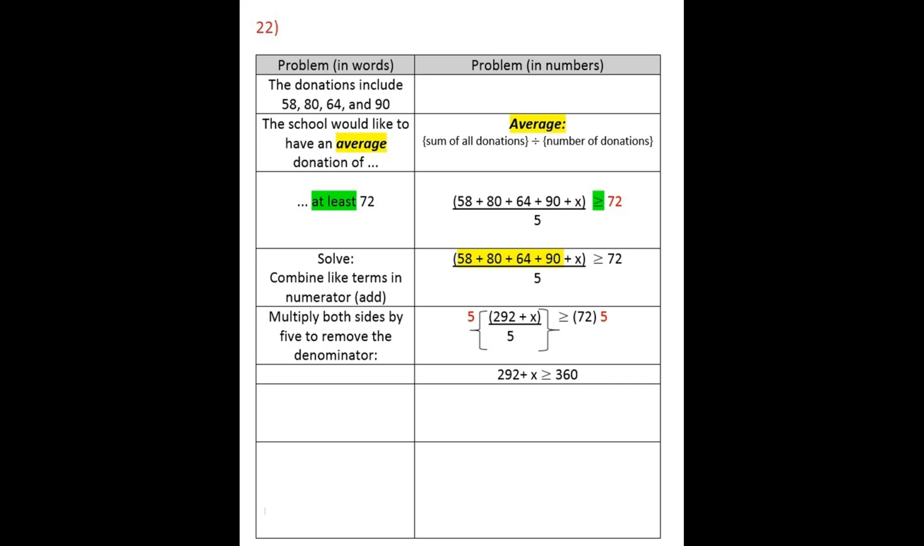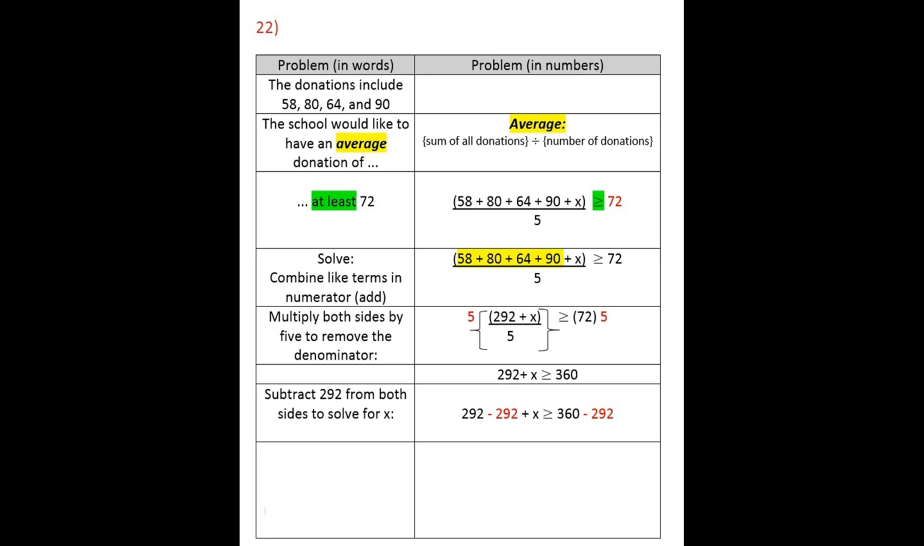Now the next thing we have to do is get rid of that denominator. We have 292 plus x divided by 5. Let's multiply both sides by 5, and that's what I'm doing with that red 5. So we multiply the left side by 5. We end up with 292 plus x is greater than or equal to 72 times 5, which is 360.